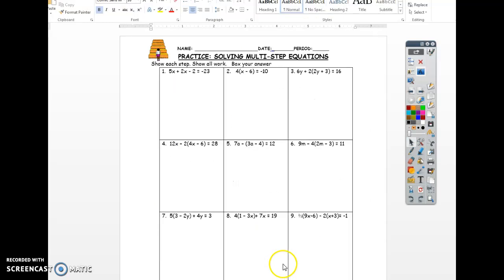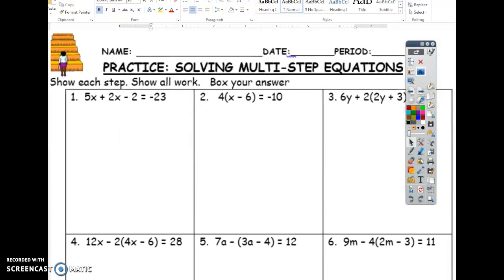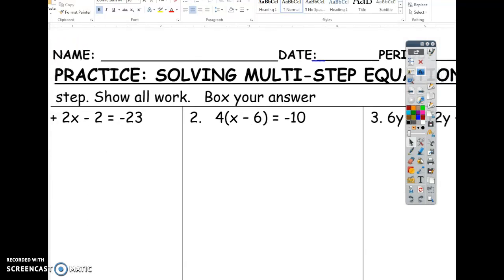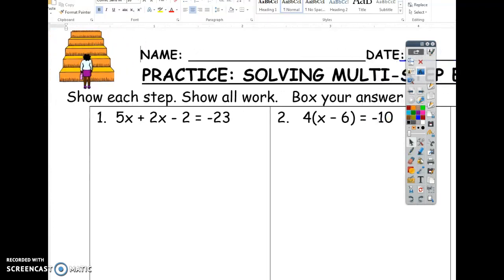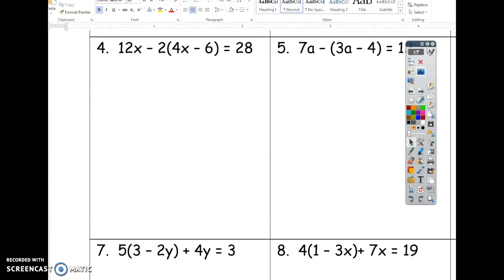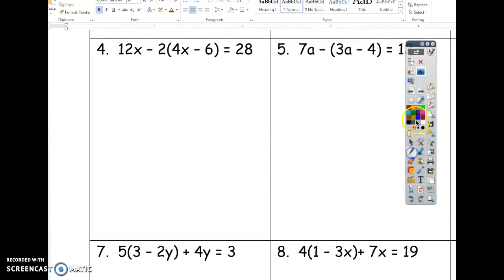So let's go back to problem number 4. Okay, remember we're going to follow the steps. We're going to follow all the steps. We're going to draw the line. We're going to distribute first. So I can distribute the negative 2 here and here.